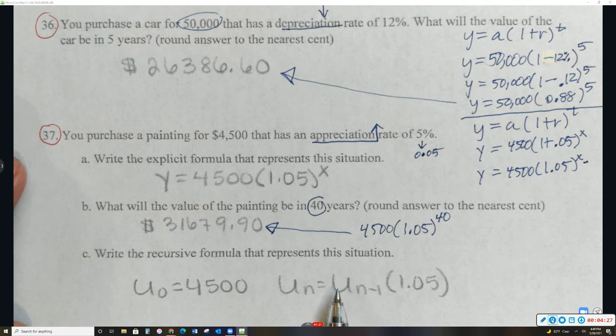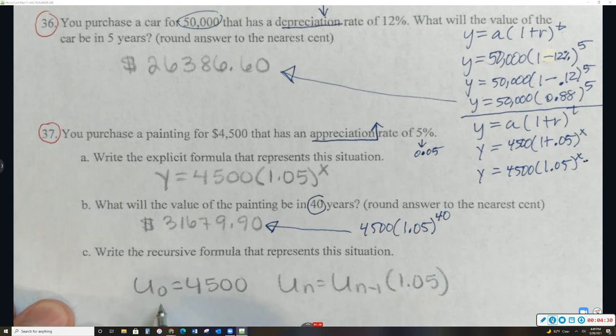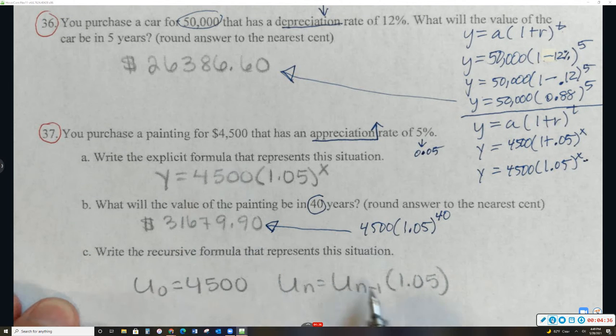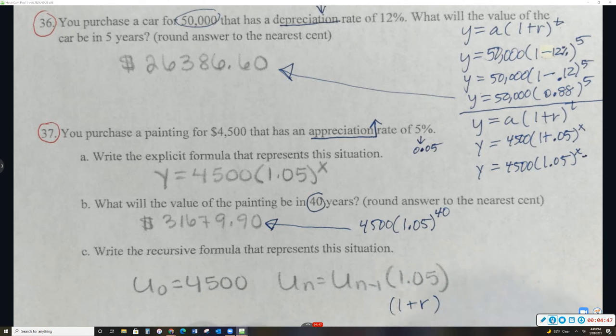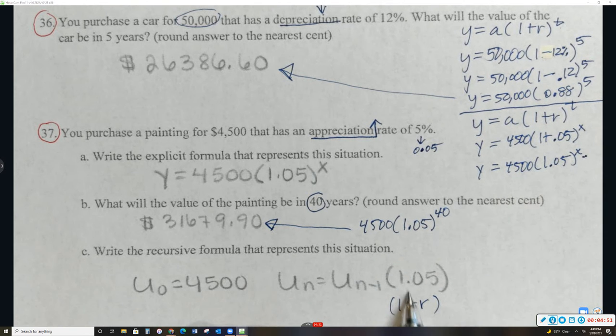And then the recursive formula. You just have to remember, u sub 0 is the original amount that you start with. That's the original amount you start with. And then it's always u sub n minus 1, and then this is 1 plus r, which was this value in here. And that's where this came from, because that's our 1 plus r value.